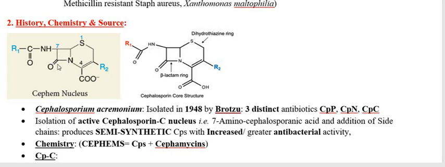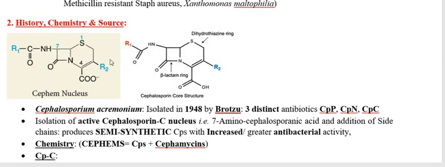So the beta lactam ring is usually responsible for the antibacterial property. So when you substitute or change the structure at position 7, as a result you will get an antibiotic with changed antibacterial activity. So substitution at position 7 of the beta lactam ring gives the semi-synthetic cephalosporin with increased antibacterial activity.